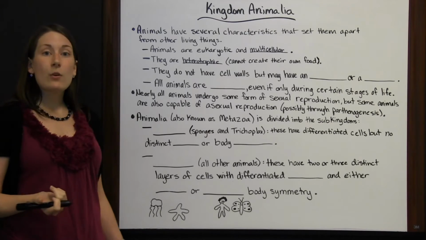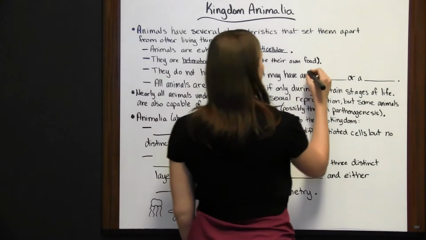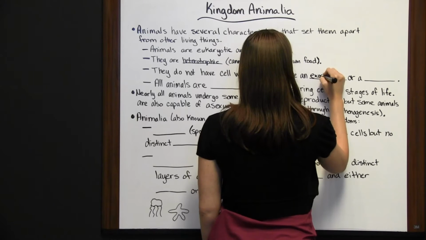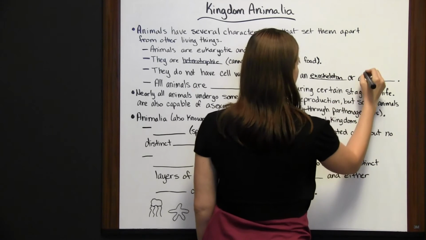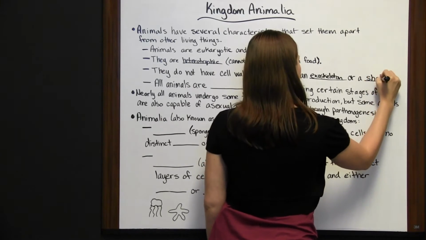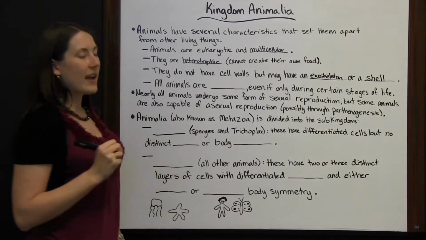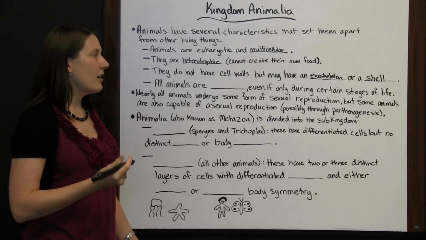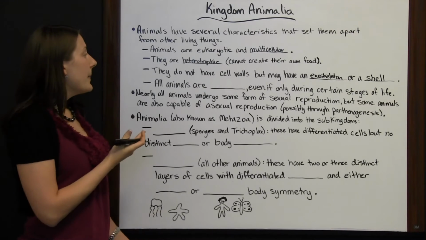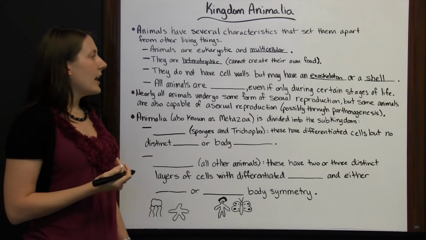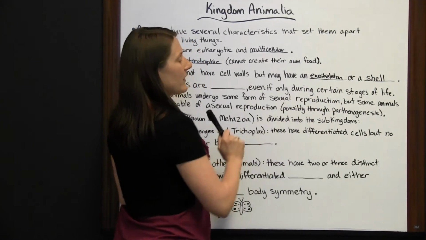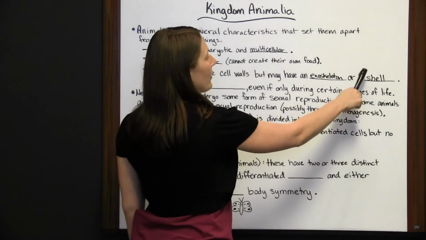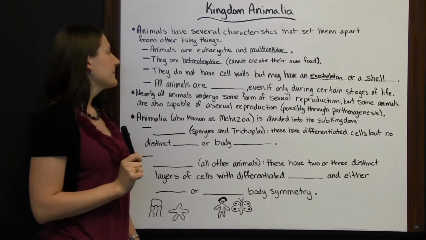They're not going to be able to create their own food with sunlight like plants can. Animals do not have cell walls, but they may have an exoskeleton, which is like a hard skeleton they secrete onto the outside of their body, or a shell. Now, they don't have to have that. Obviously, we don't have a hard exoskeleton or a shell, but some animals like your crawfish or lobsters would have an exoskeleton, or things like snails have a shell.